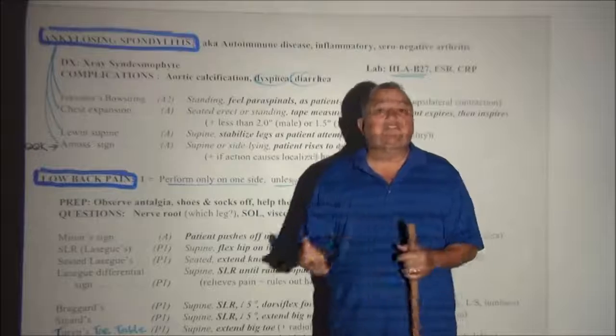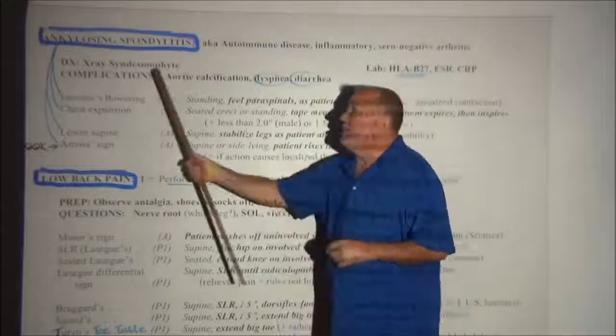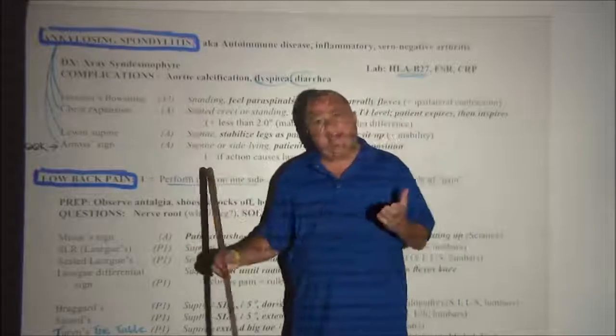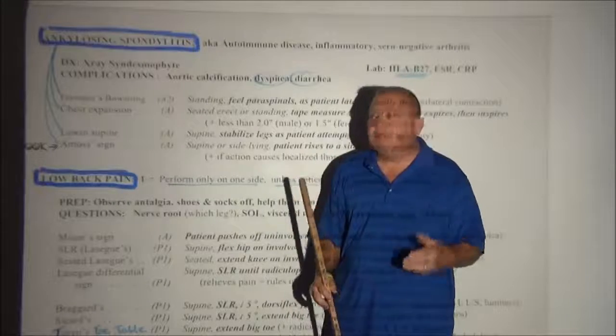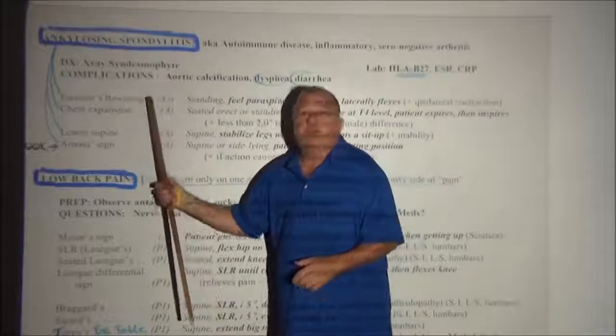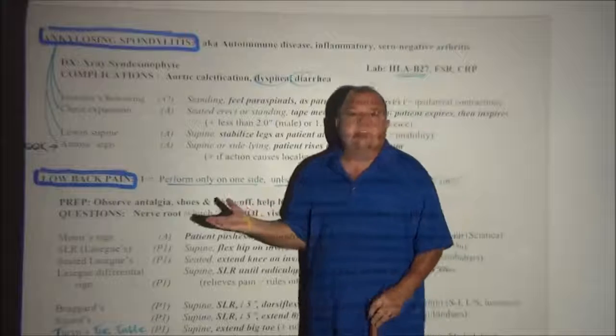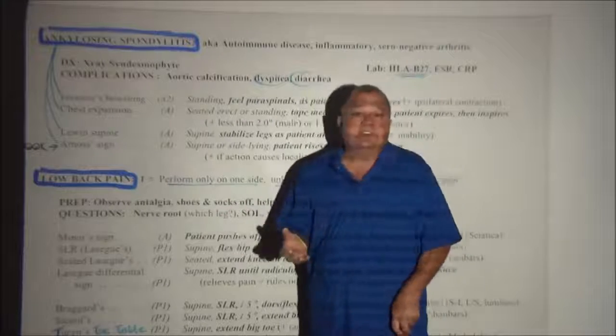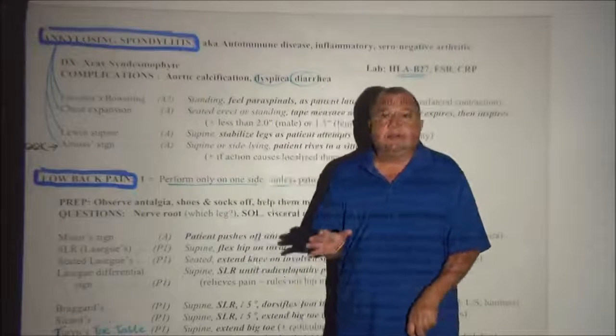All right, so now we move into ankylosing spondylitis proper. The things that would make us say, hey, maybe this is an ankylosing spondylitis room, an AS room, would be that one of these four would show up: forced tears bowstring, chest expansion, Lewin supine, or Amos sign. Now, maybe you don't know some of these, so we're going to go over all these.